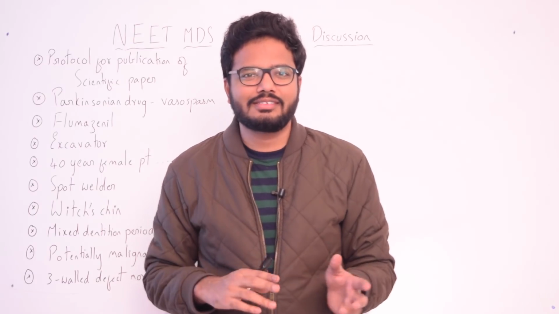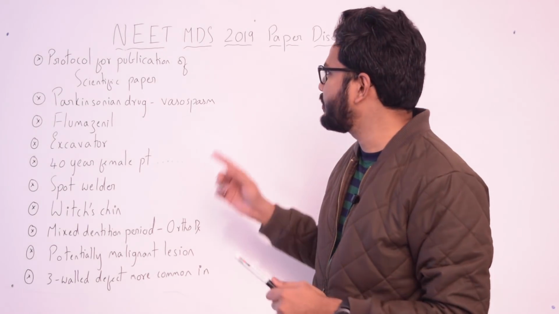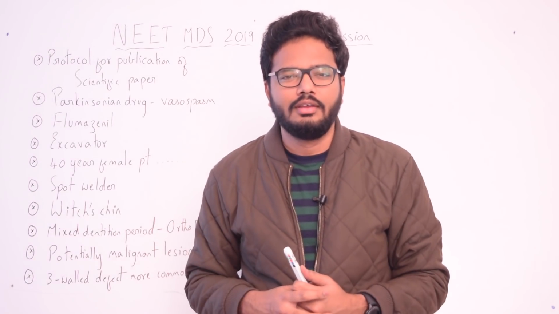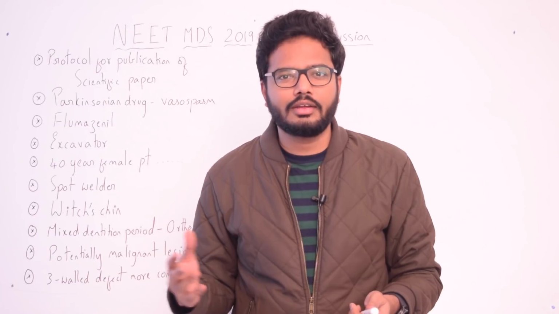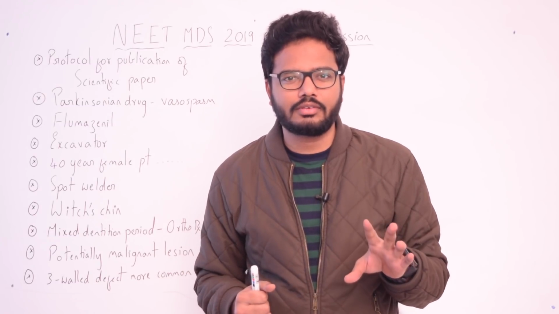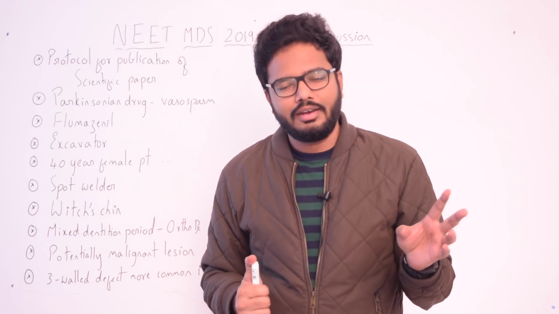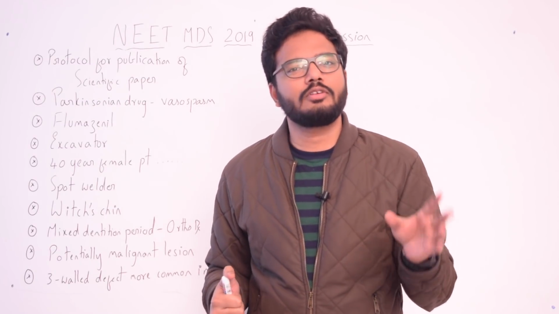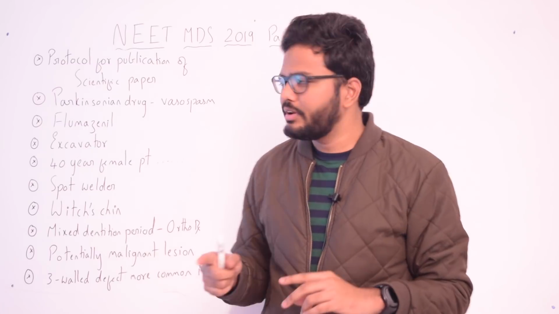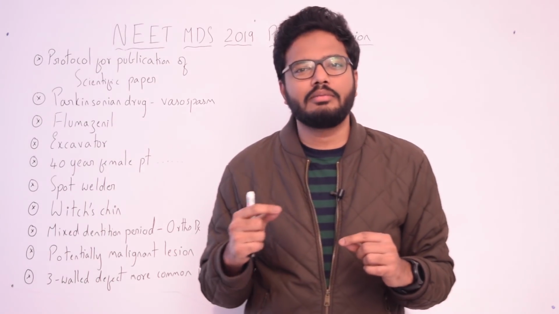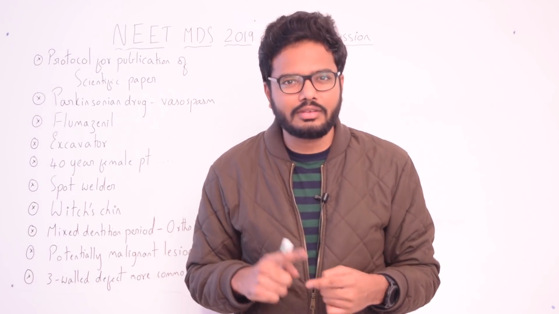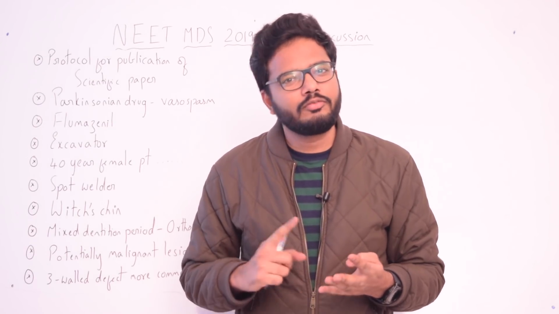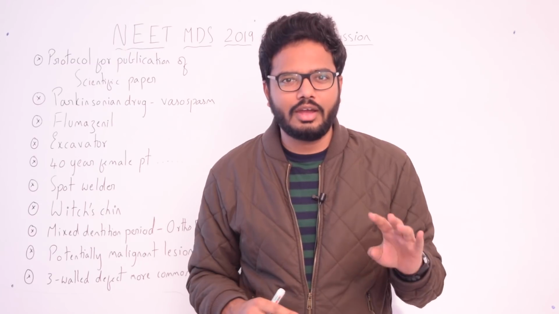Hi, in this video let's discuss the next set of questions, starting with the protocol for publication of a scientific paper or a research article. Usually, if you refer to any article in PubMed, you'll have the abstract first, followed by the article details like the introduction, in which aims and objectives will be explained. After the introduction there will be materials and methods, and then results, discussion, followed by conclusion, right?